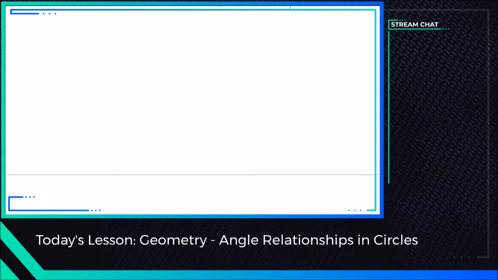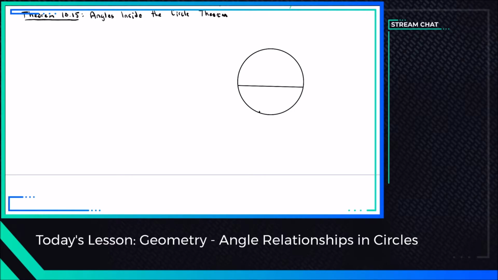The reason we want to know that is that we're going to apply it now to a couple of theorems. This first theorem, 10.15, is the angles inside the circle theorem. To set up this theorem, we're going to need a circle, of course, and we're also going to need two chords that intersect inside the circle.